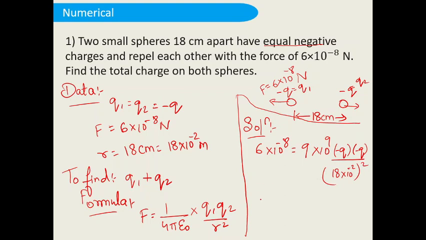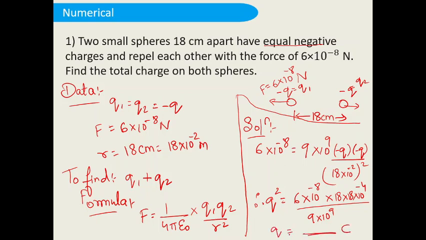So therefore what is the value of Q square? Q square is equal to 6 into 10 raised to power minus 8 into 18 into 18 into 10 raised to power minus 4 divided by 9 into 10 raised to power 9. So we have to solve this and get the value of Q. You will get Q in coulombs.